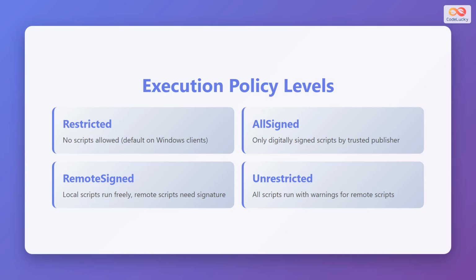PowerShell offers 4 main execution policy levels. Restricted is the default setting on Windows client systems and blocks all scripts from running. AllSigned requires that all scripts be digitally signed by a trusted publisher before they can execute. RemoteSigned allows your local scripts to run freely, but requires remote scripts downloaded from the internet to be signed. Unrestricted allows all scripts to run, but displays warnings for scripts downloaded from remote sources.